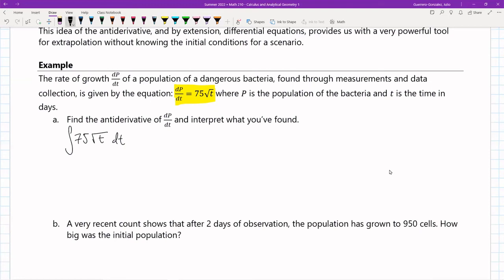So to do this antiderivative, I'm going to follow the same rules. The 75 is a constant, times the integral of t to the 1/2 dt. So this is going to be 75 times t to the 3/2 over 3/2, plus c. And if I clean this up a little bit, I get 50 t to the 3/2 plus c.